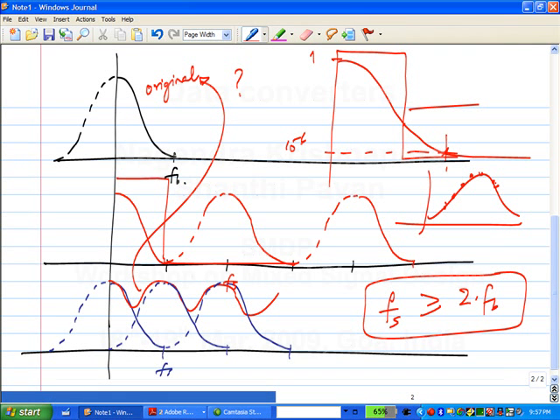Okay. So this is one half of the game. Now we know we can sample, but we have to sample at a certain rate at least. Now the next part is quantization. What do you think will happen with quantization? Will there be errors?